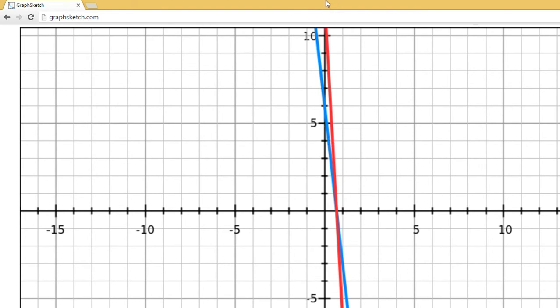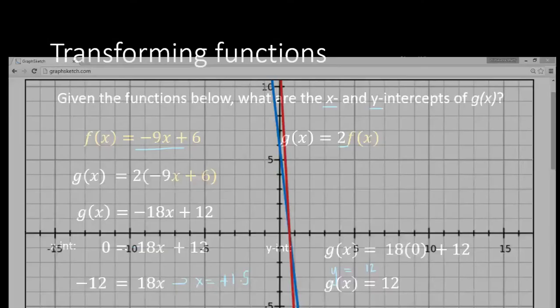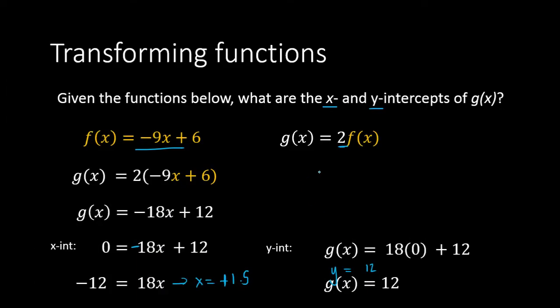And then notice the change in my y-intercept. It looks like it goes from 6 to 12, right? So in blue, it's at about 6. In the red one, it's at 12. So this makes sense. When I multiplied by 2, my original y-intercept of 6 was also multiplied by 2 to get my new y-intercept, which was 12.